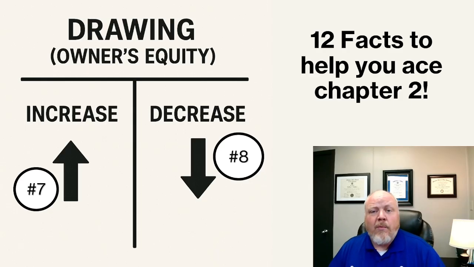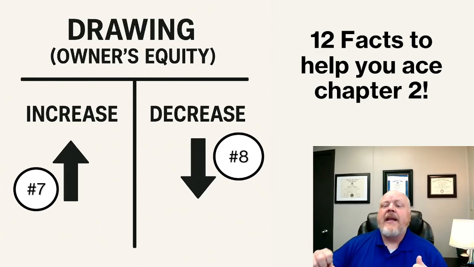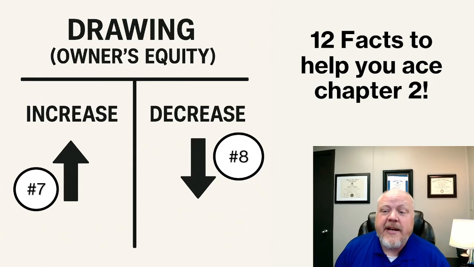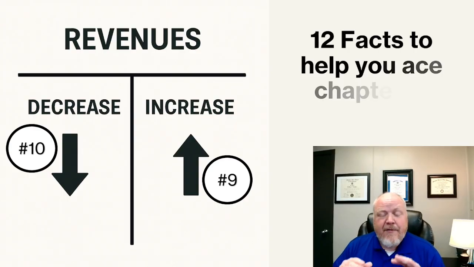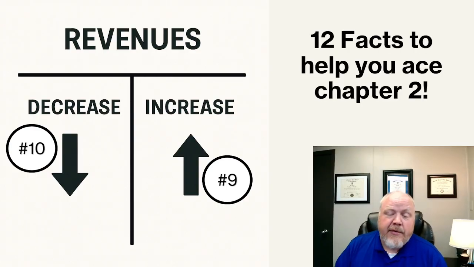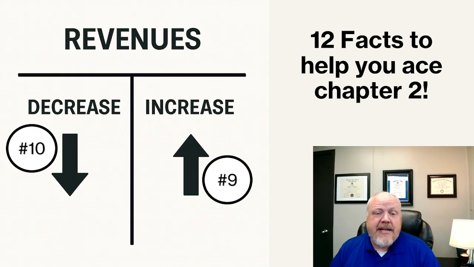So the owner wants to pay themselves or get money out of the business, and so they use the drawing account. That increases with a debit, it decreases with a credit. It works very similar to expenses. Revenues, fact number 10, they increase with a credit and decrease with a debit.